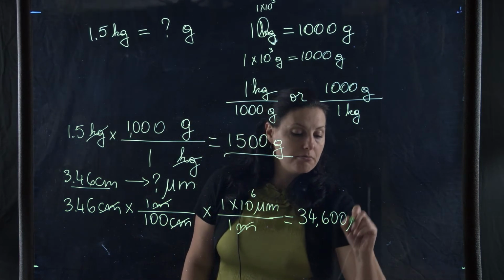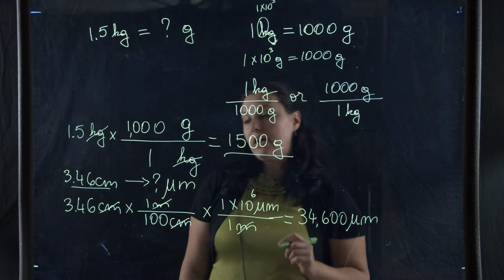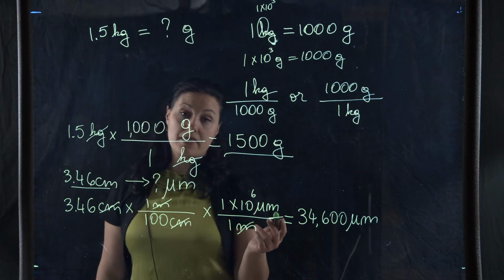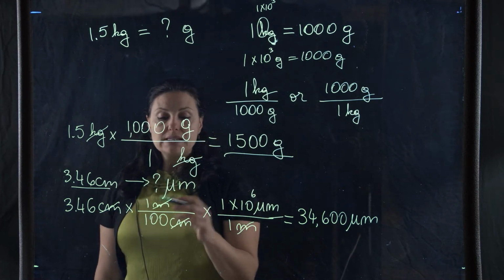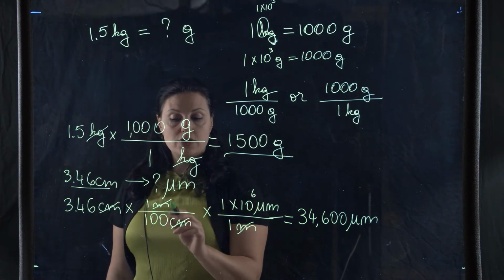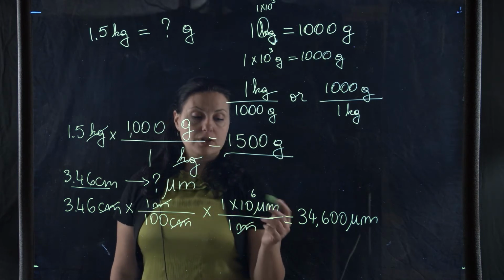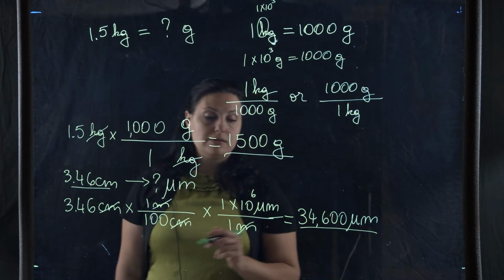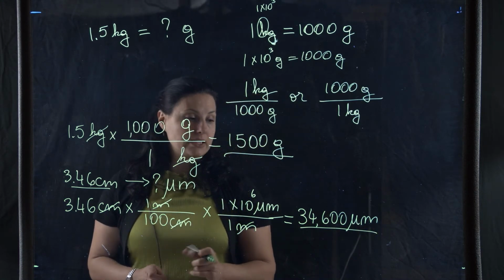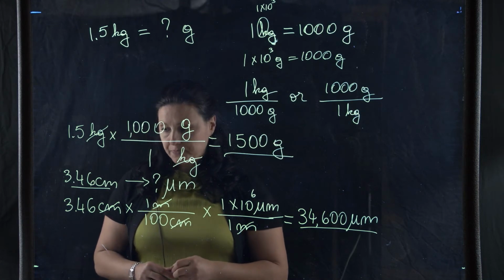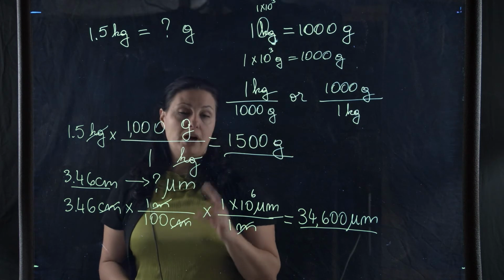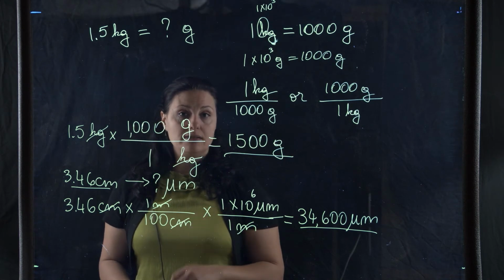Now you can also do this in terms of 1 centimeter has 10,000 micrometers, but sometimes I think it's easier to convert it to the base unit, which is meters, and then convert it to another unit of length, and this is my answer, 34,600 micrometers. I am going to erase this, and then we're going to do part C and D of the same slide.